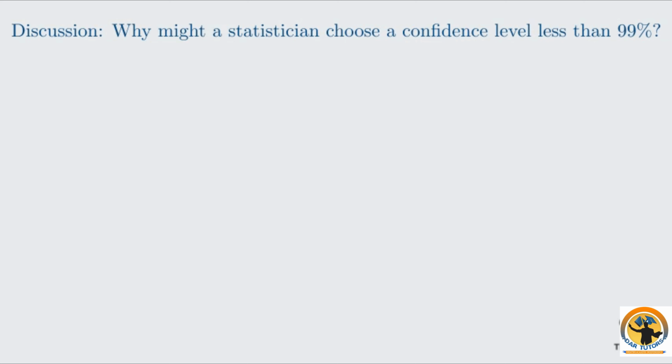If the stakes are lower, a more precise 90% or 95% interval might be preferred. The 95% confidence level is the most commonly used, as it provides a good balance between confidence and precision in many applications. Our discussion has focused on varying the confidence level.